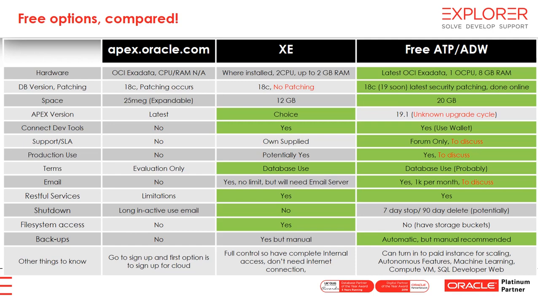Looking at the ATP one, on the hardware front, it runs on the very latest Exadata. Now, the Always Free is restricted to 1 CPU and 8 GB of RAM, but it's really the hardware behind it that's going to count there. The database version is 18C, potentially soon to be 19. It will get the latest patches, which, as we know already, will be done online automatically. You can connect development tools to it using a secure wallet, which you can easily download from your cloud account.